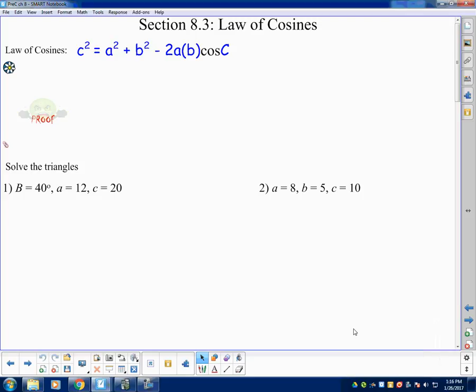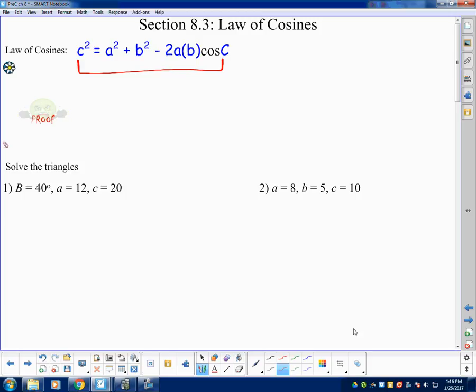Okay, this is section 3 of chapter 8, the law of cosines. We have the formula for the law of cosines: c squared equals a squared plus b squared minus 2ab cosine C. Notice that on here, the angle you're taking cosine of and the side length on the other side of the equation are opposite of each other.